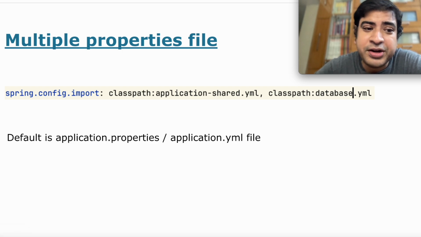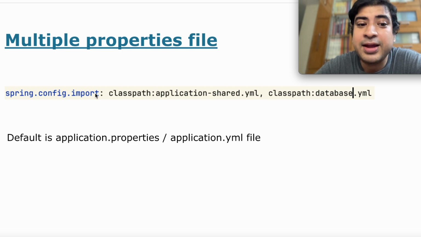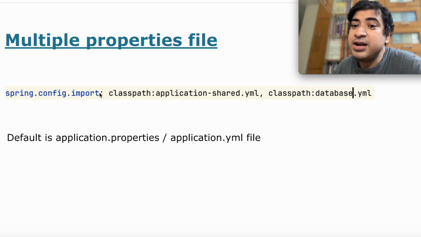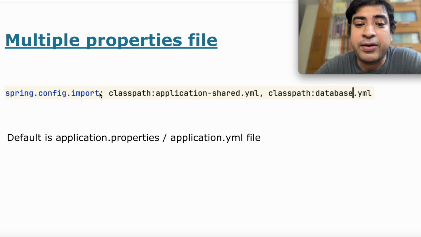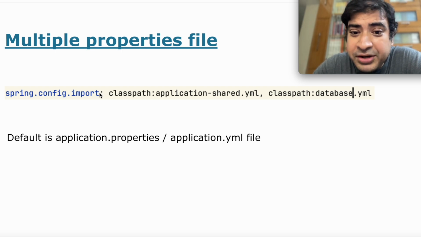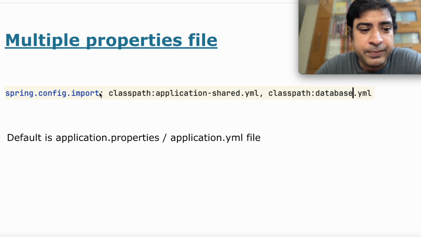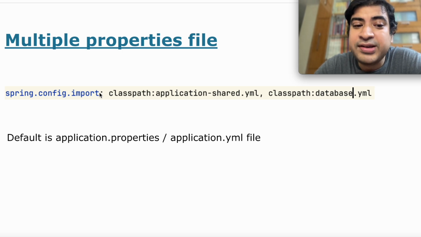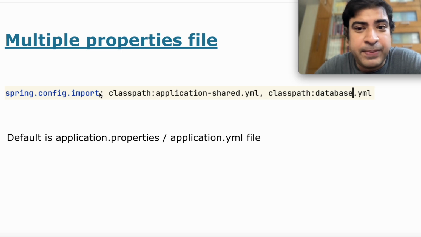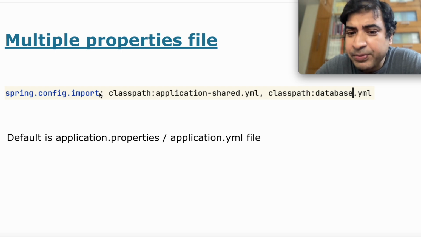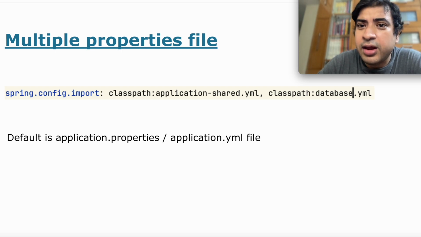So with this property in application YAML, spring.config.import, you can actually add multiple YAML files. Like I can have a database specific YAML file, I can have an application shared YAML, and I can have a messaging YAML, and so on and so forth. But the default is always the application.properties file or the application.yaml file. Okay, so with that said, let us now go and see the demo.